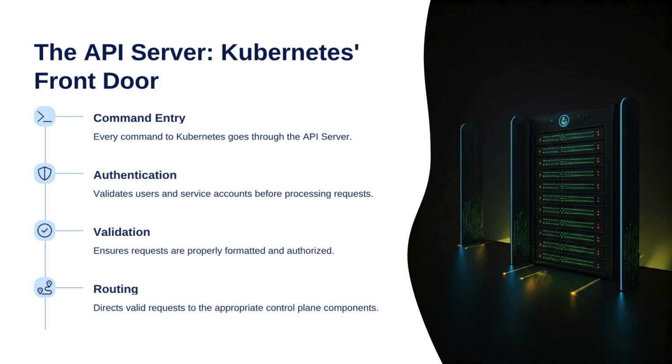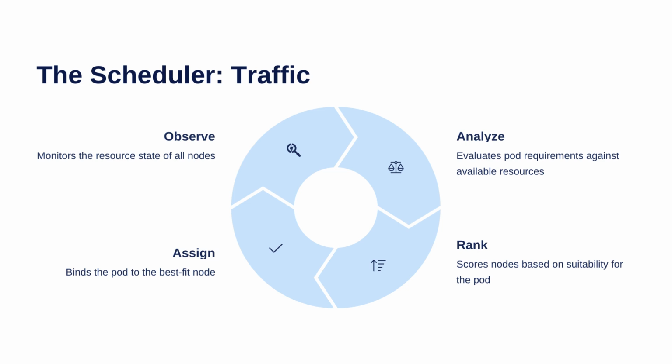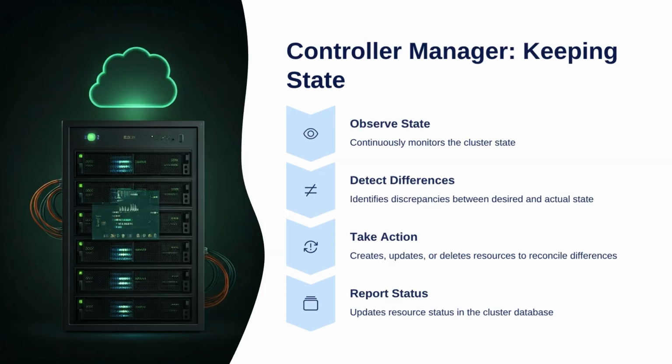Then there's the scheduler. It decides which node should run a new pod. Like a traffic controller, it looks at resources and picks the best spot. Next up, controller manager. This guy watches the cluster and makes sure the actual state matches the desired state. For example, if a pod crashes, it notices and tells Kubernetes to spin up a new one.